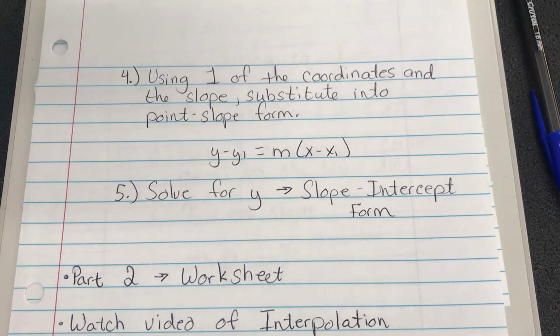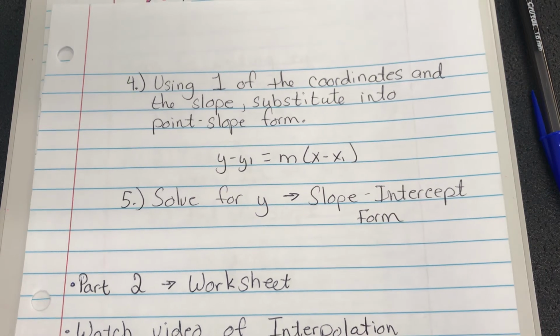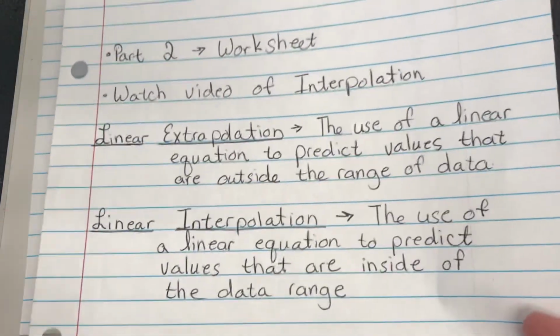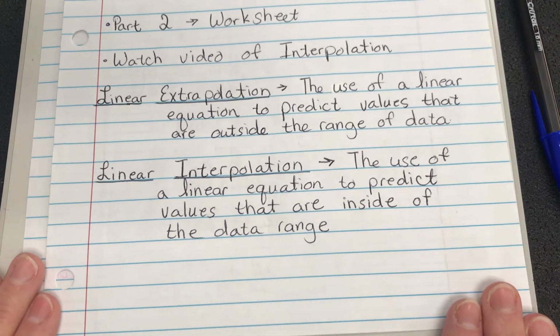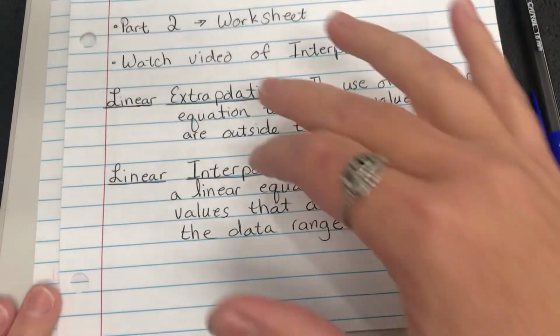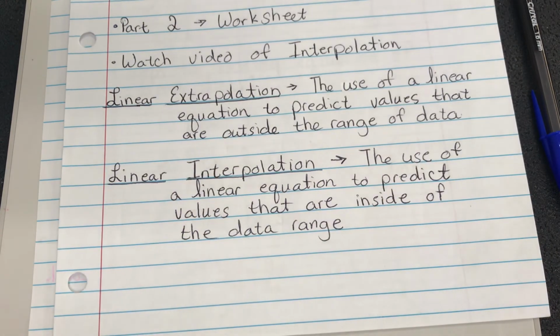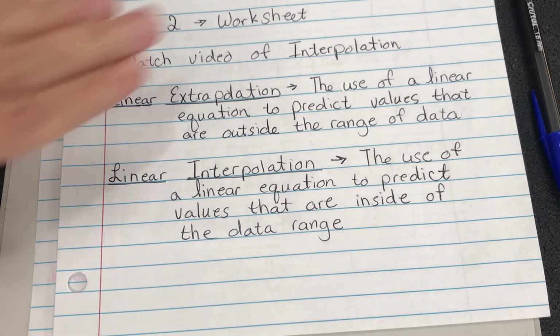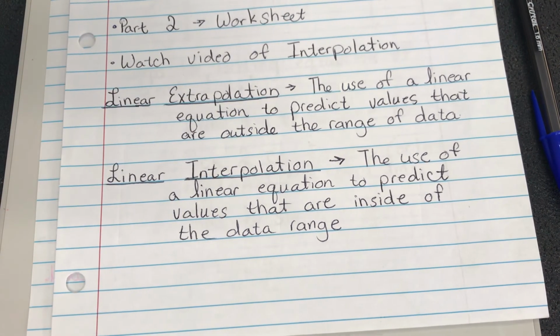All right. There's a worksheet that we'll be doing in class over this, but we're not watching this video. I just want you to write down linear extrapolation. It's the use of a linear equation to predict values that are outside the range of data. And linear interpolation is the use of a linear equation to predict values that are inside a range of data. So I just want you to know the difference between the inside and outside, okay? Inside data, outside data ranges. I just want you to write down those 2 definitions.